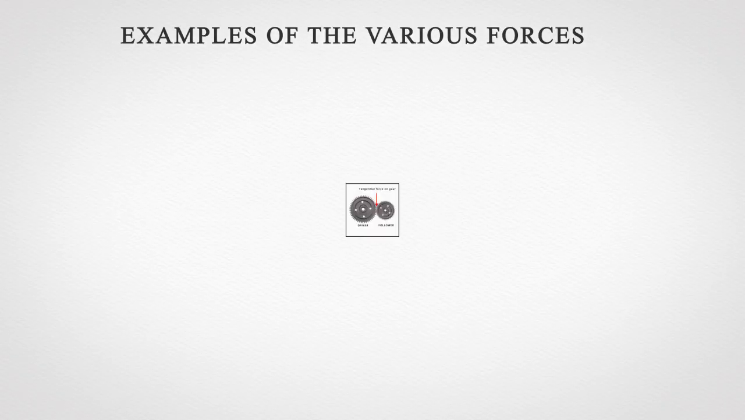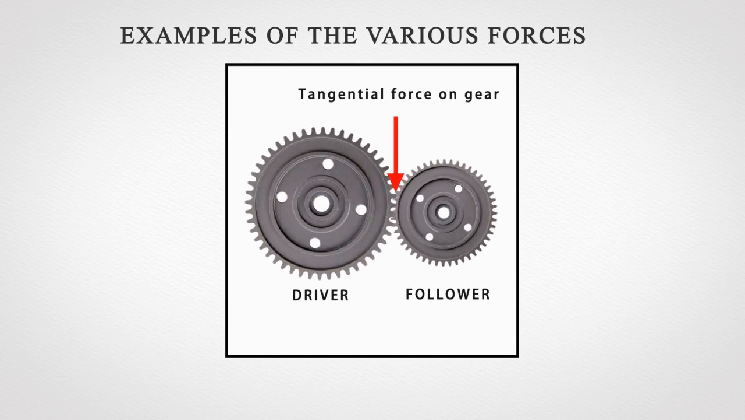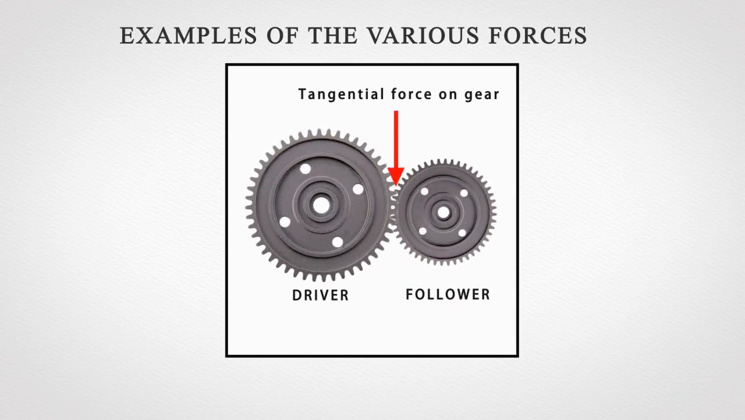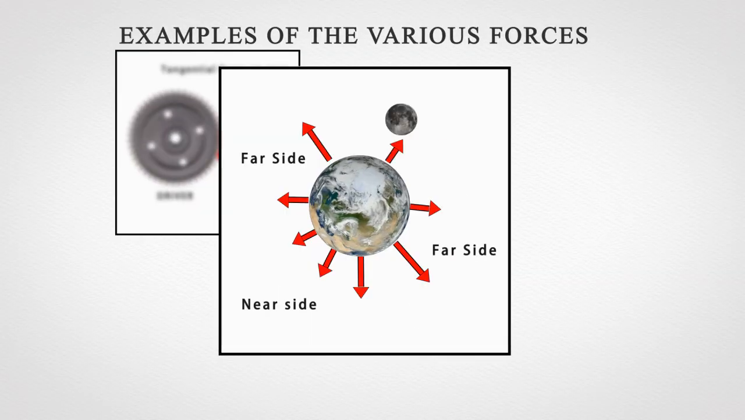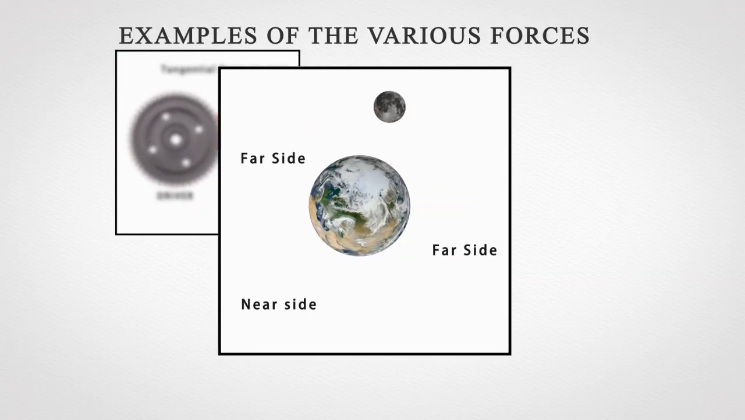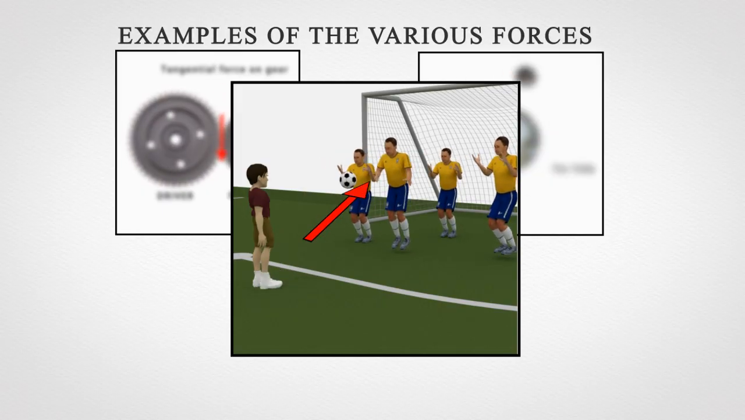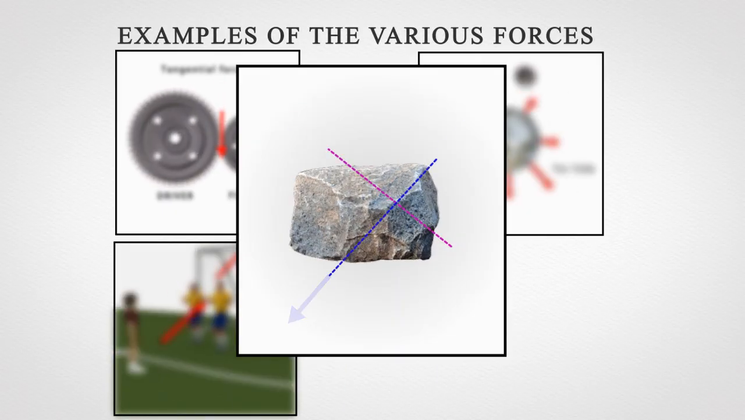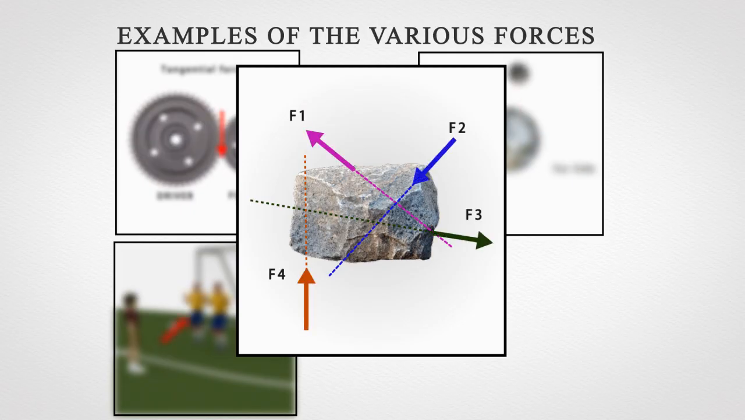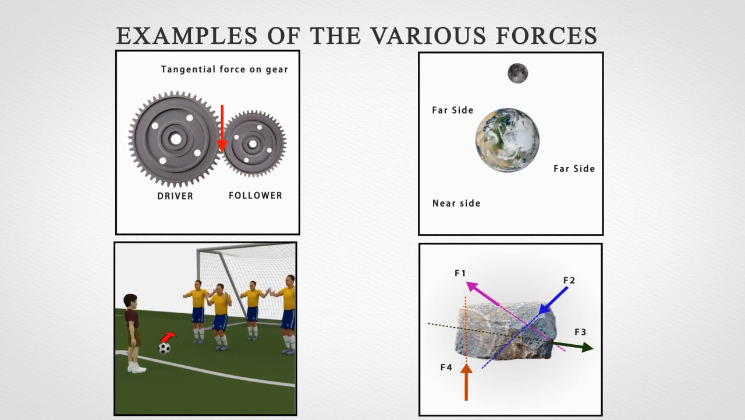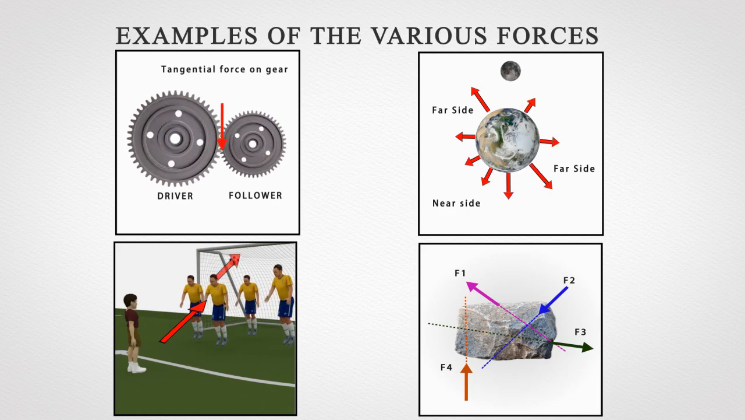Examples of various forces: gear drives, in which the driver gear applies a tangential force on the follower gear. The second example shows the gravitational force acting between the moon and earth. The third example shows how force is applied on a football, and the last example shows a system of non-concurrent forces acting on a body. We are going to study concurrent and non-concurrent force systems in the next topic.